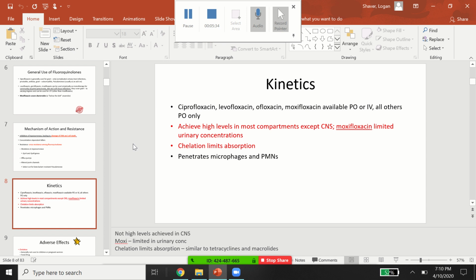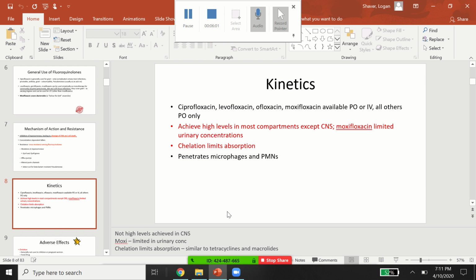Now on to kinetics. The thing I remember a lot about, and we'll get into this in a second because the adverse effects are really important for these drugs, is that it mentions the chelation thing just a little bit here. But anyway, kinetics. They achieve high levels in most compartments except the CNS. That just means they're not able to cross the blood-brain barrier very easily.